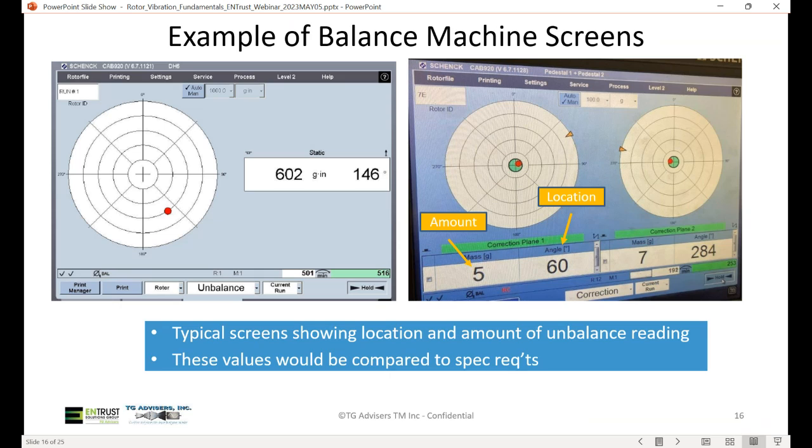Here is an example of balance machine screens. These are typical screens showing location and amount of unbalanced reading. These values would be compared to the spec requirements, whether it's an ISO spec or an OEM specific spec. In the picture on the right, you can see the amount of mass to apply and the circumferential location to apply this mass, 5 grams at 60 degrees.